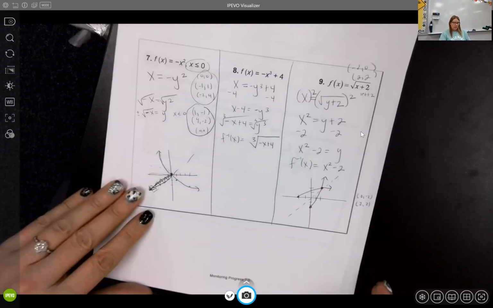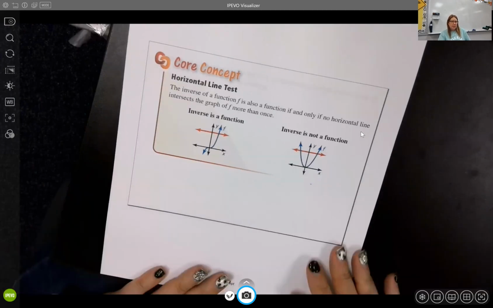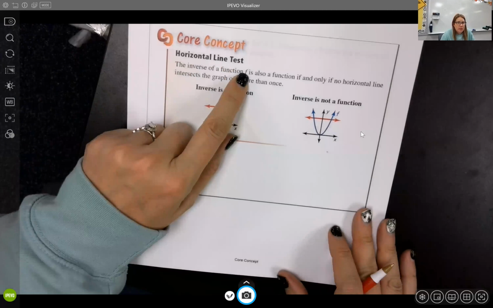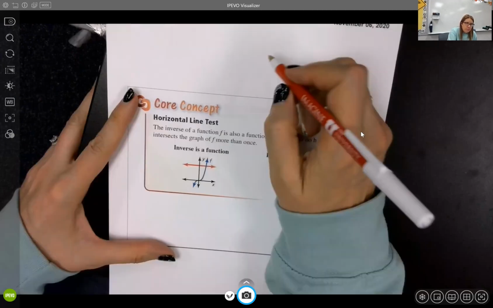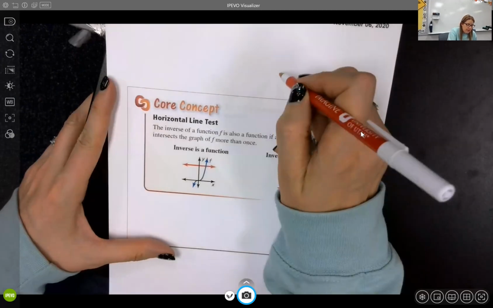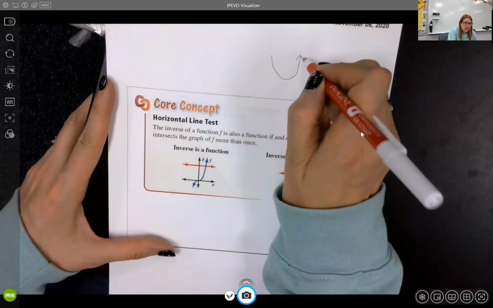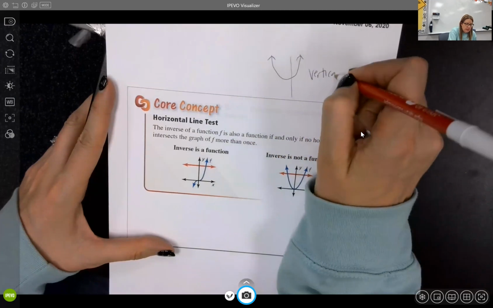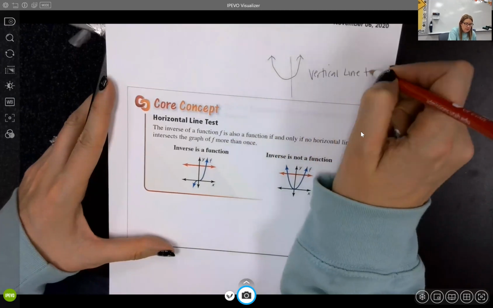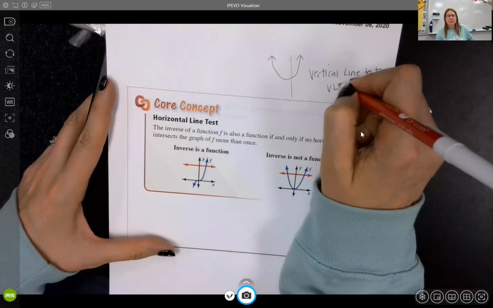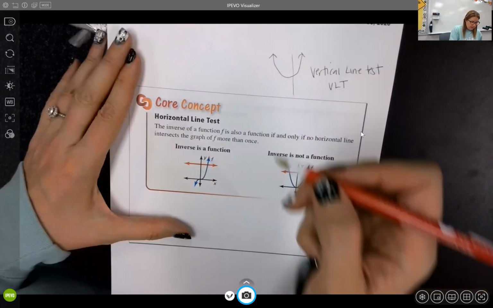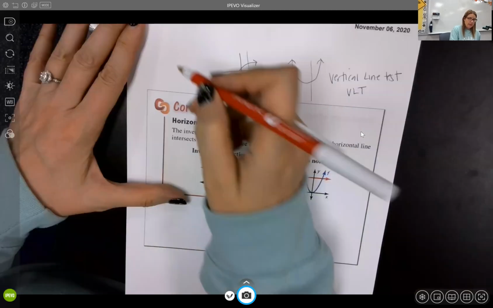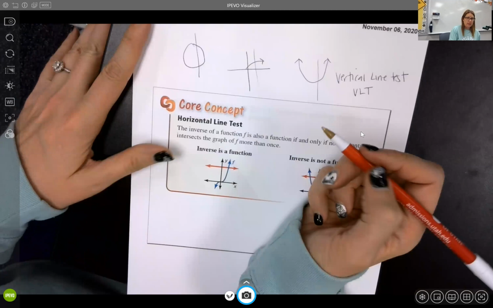Okay. All right, another concept is figuring out if an inverse of a function is also a function. So we learned back in Math 2 that if I have a graph like this, it's a function because it passes the vertical line test, right? So it passes the vertical line test. I always abbreviate that VLT, okay? So if I had another one that looked like this, that would pass the vertical line test. If I had a graph like this, that would not pass the vertical line test, okay?